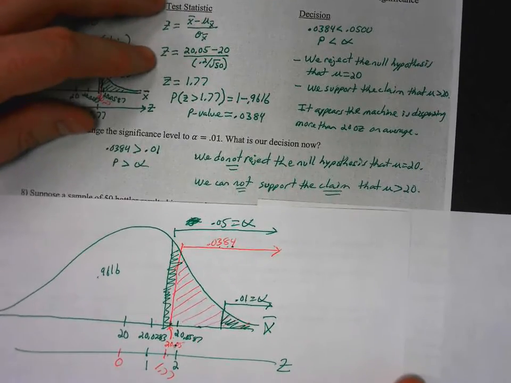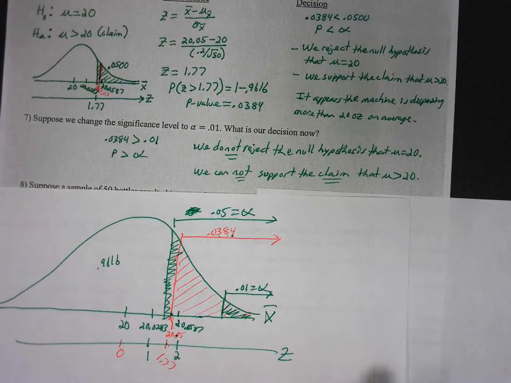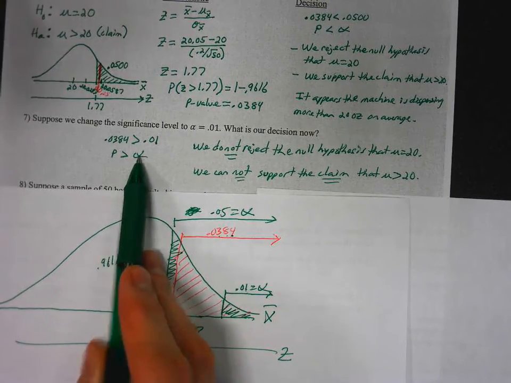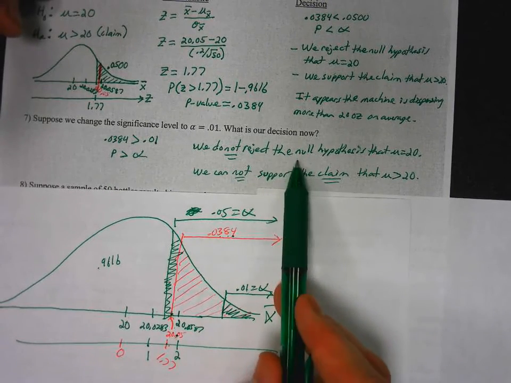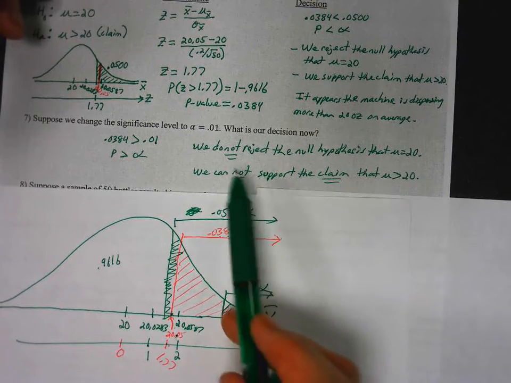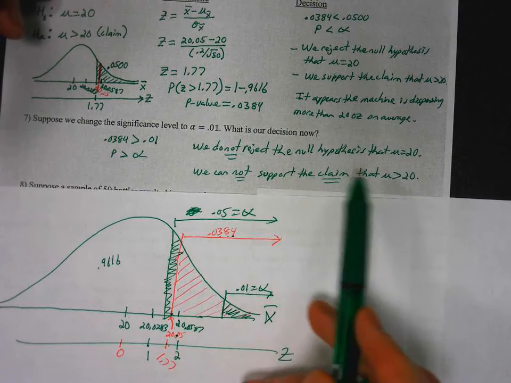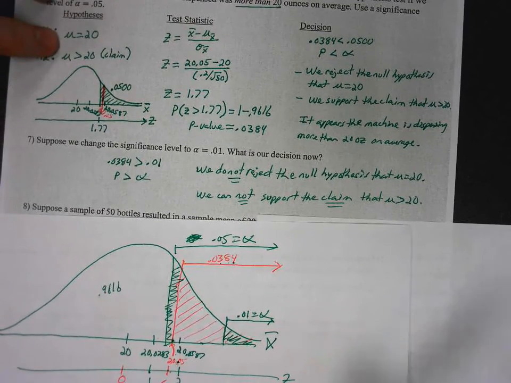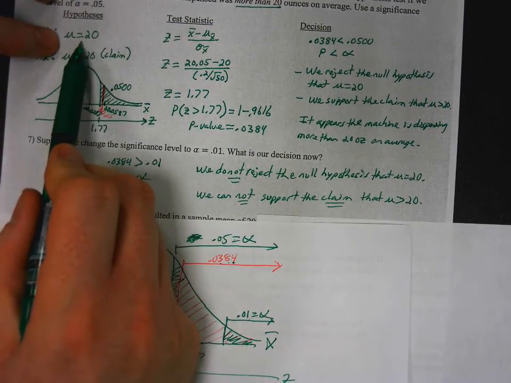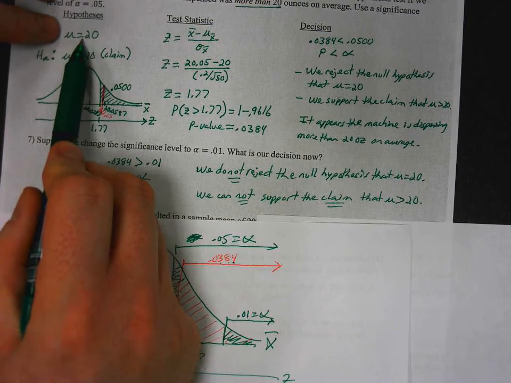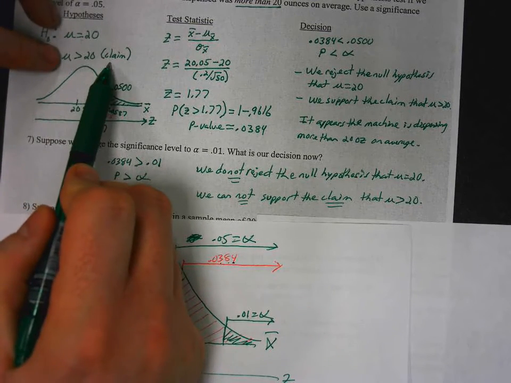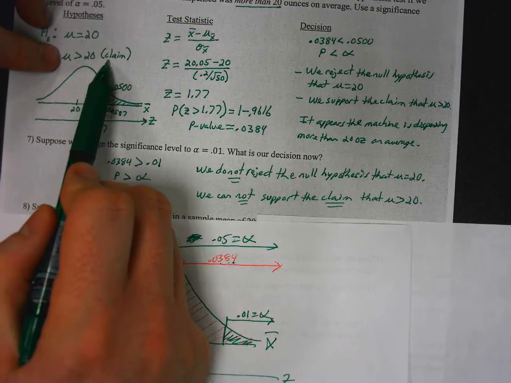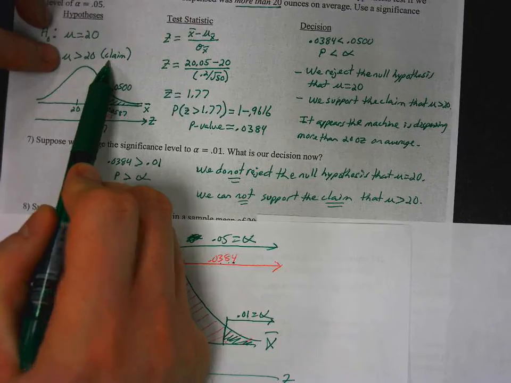So our decision, if alpha was 0.01: 0.0384 is greater than 0.01, so P is greater than alpha, which would tell us not to reject the null hypothesis that mu equals 20. So we cannot support the claim that mu is greater than 20. When you go back to your hypotheses, if we're not rejecting that mu equals 20, we're saying that mu equals 20 is okay, which means the claim is not okay. So we cannot support the claim that mu is greater than 20.